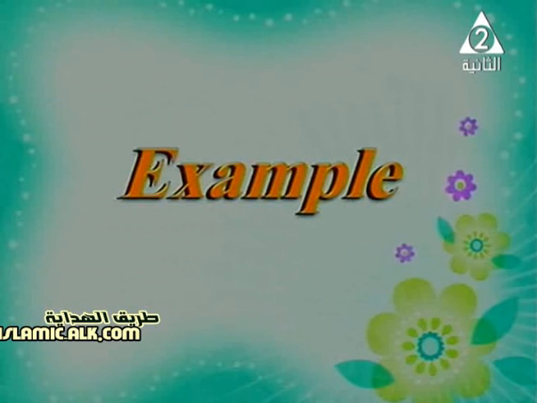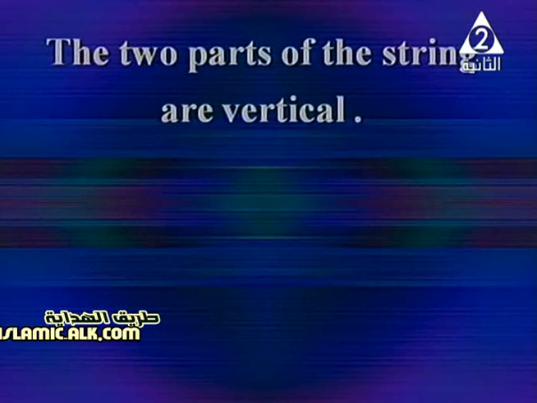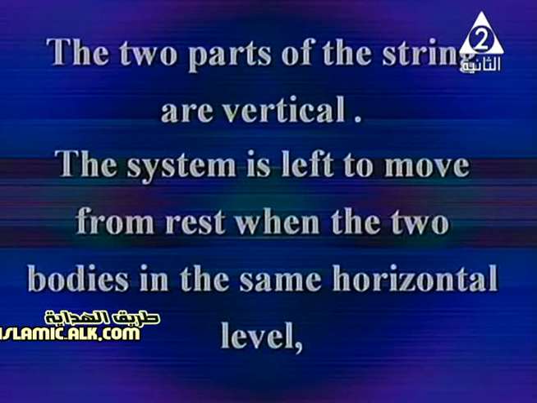Another example. If we have two bodies of mass m and m plus 56 gram attached at two ends of a light string passing over a small smooth pulley. The two parts of the string are vertical. The system is left to move from rest when the two bodies are at the same horizontal level.